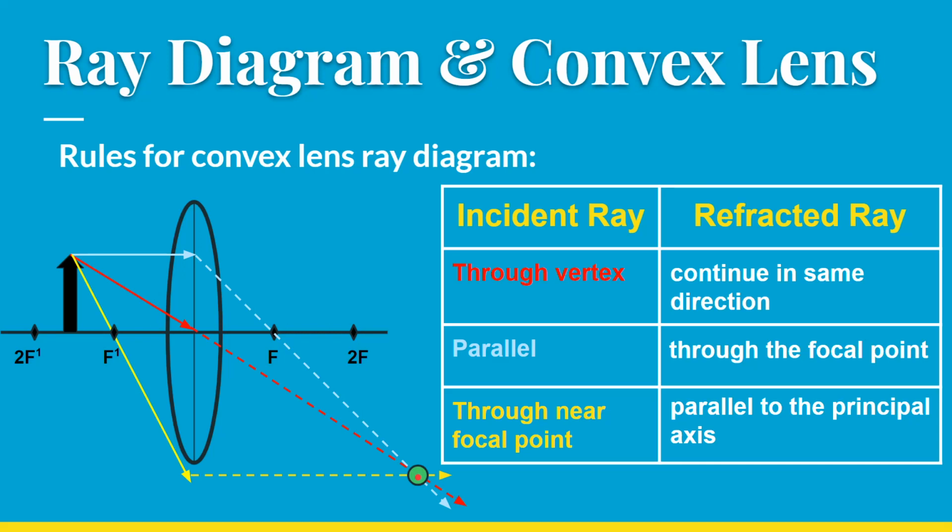Now technically you only really need to be able to draw 2 of these rays because they all 3 intersect at the same spot. So if you just want to draw the one that goes through the vertex and the parallel one and see where those intersect, that's fine. But you can draw all 3 of them just to make sure you're in the right point.